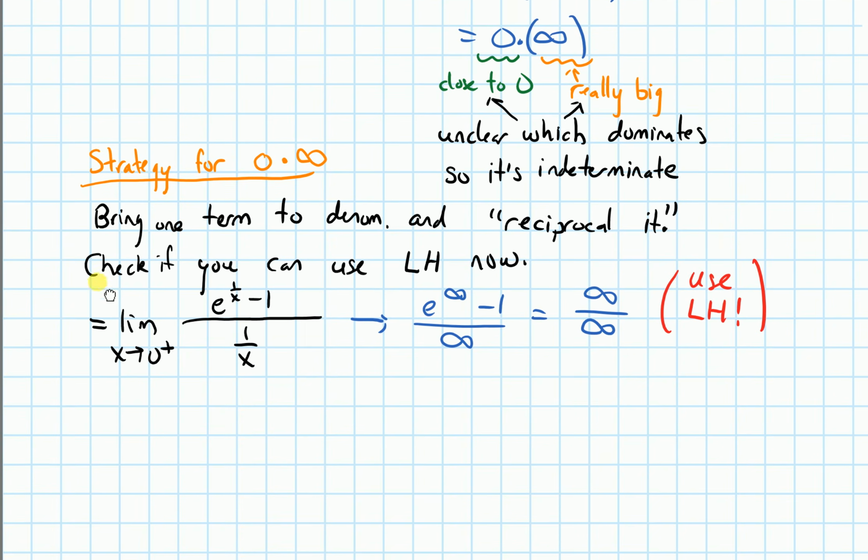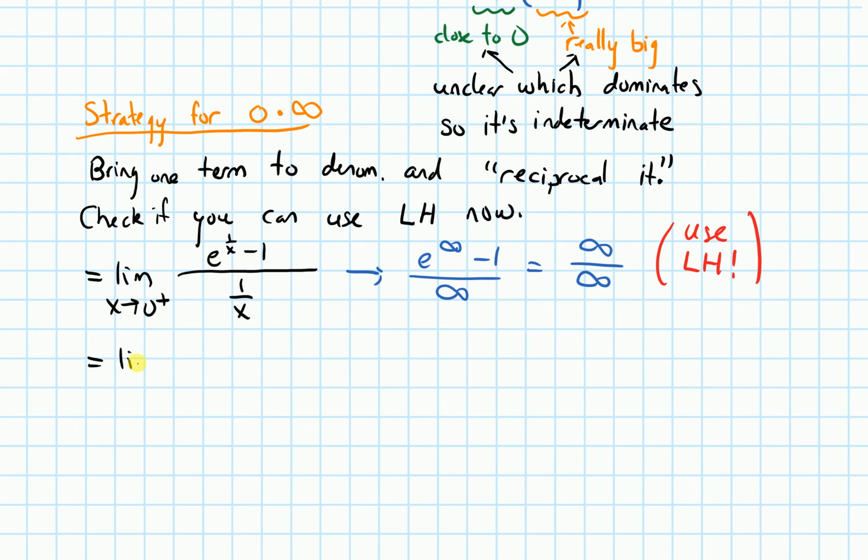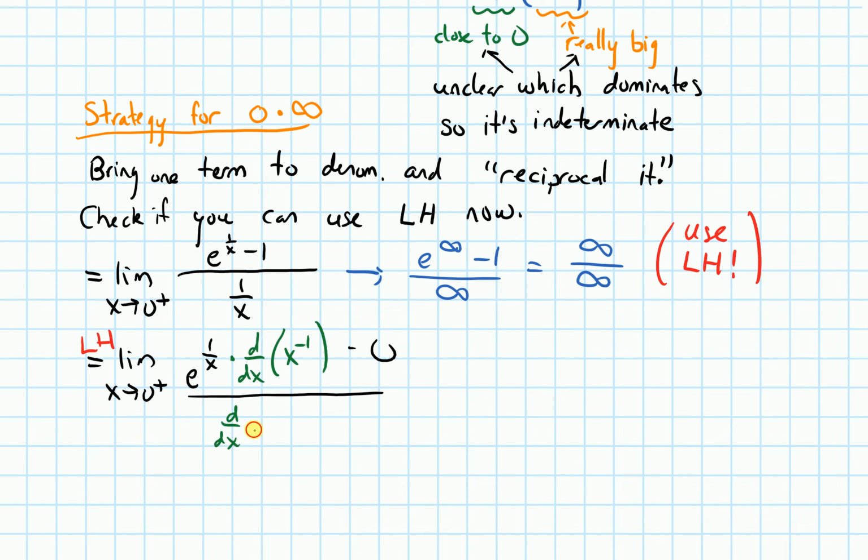All right, so let's use L'Hopital's. We get the limit as x approaches 0 from the right, and I'll write LH. To take the derivative of e to the 1 over x, I need the chain rule. I'll get e to the stuff, and then multiply that by the derivative of the stuff. To take the derivative of 1 over x, it's helpful to write it as x to the negative 1. The derivative of the minus 1 is 0. And then all over the derivative of the bottom, and the bottom is x to the negative 1. It's better to write it in that form. Now I can just use the power rule to take that derivative.